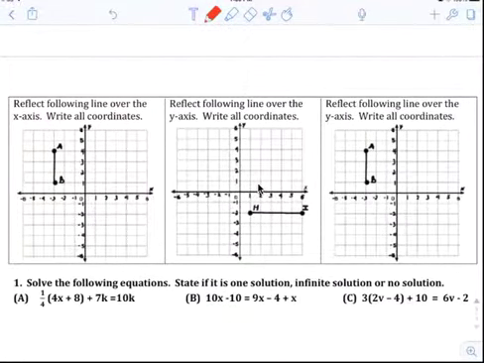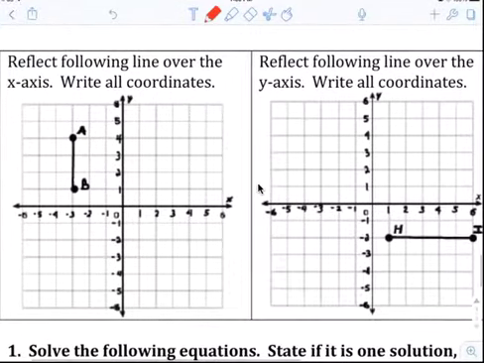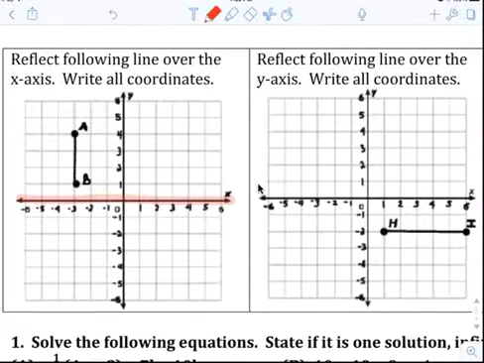On the back is the same thing again. Draw your mirror on the x-axis right here. Okay, so I'm going to do this one last one.